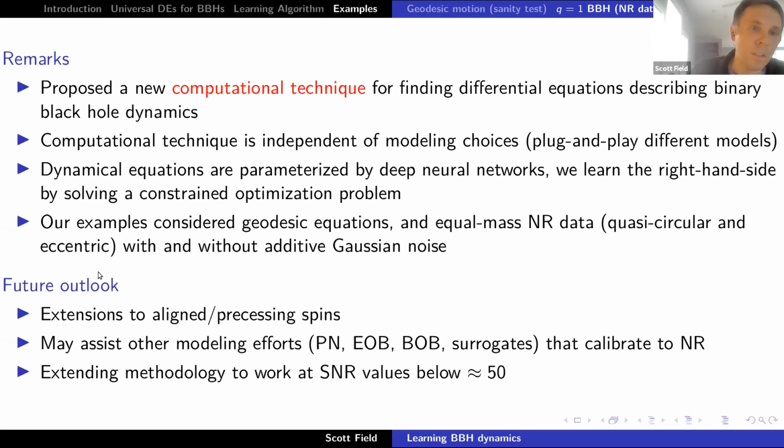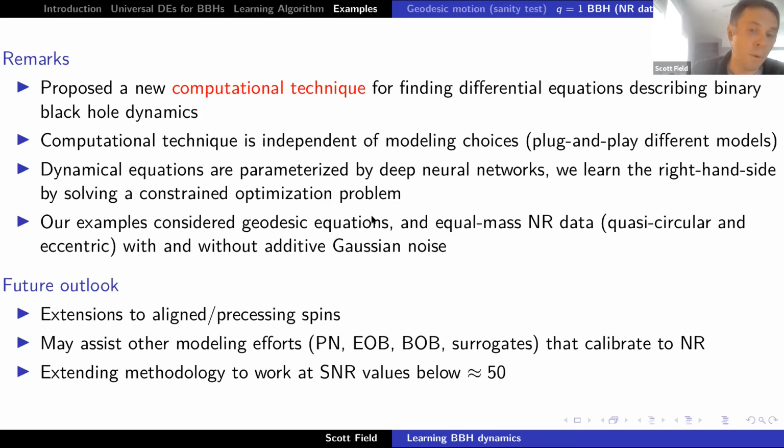So, future outlook. This is a new method, so there could be many uses for this. Hopefully, there are many uses for this. The obvious extensions are to including spin, for example. Personally, I think the thing I'm most interested in is its ability to supplement other modeling efforts, all of which typically have unknown terms that need to be calibrated. So PN, EOB, the effective one-body model, NR surrogates could potentially all benefit from some approach similar to this one.